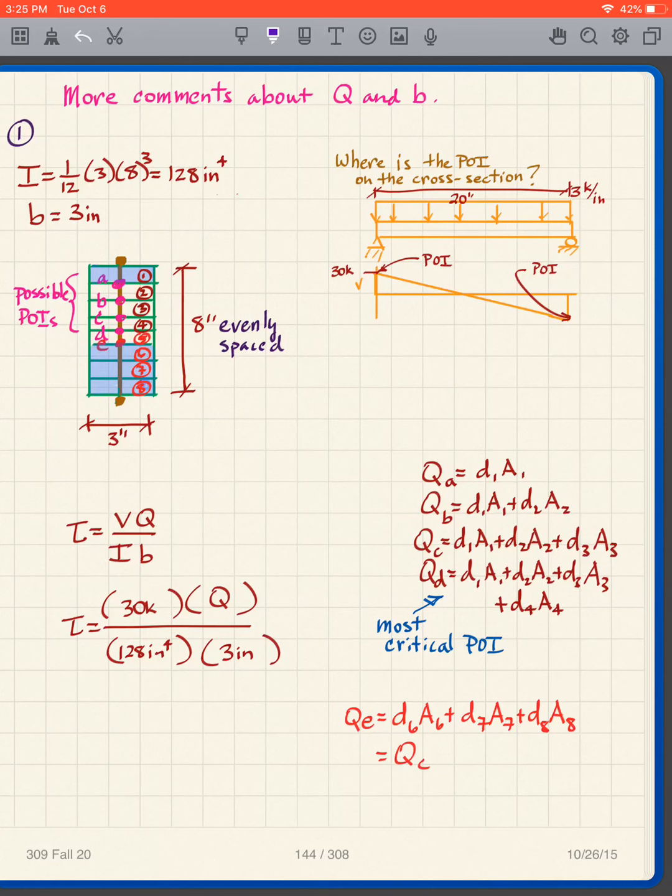So put it this way, I have 8 inches evenly spaced, so that's 8 pieces, each one is 1 inch thick, each lamination. The width is 3 inches. So I can get my I very quickly, 1/12 BH cubed, it's a rectangle. In this particular case, I wanted to say something about B. Well, B is constant, so not much of a challenge in this particular problem. B is 3 inches.